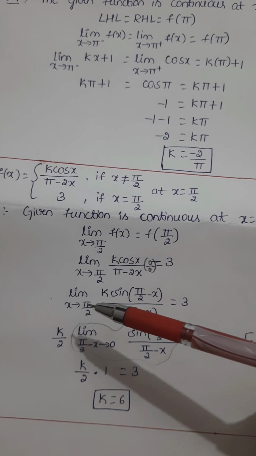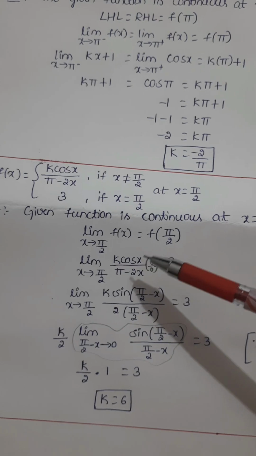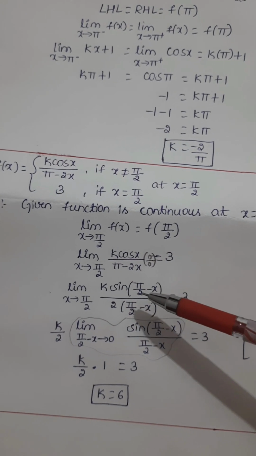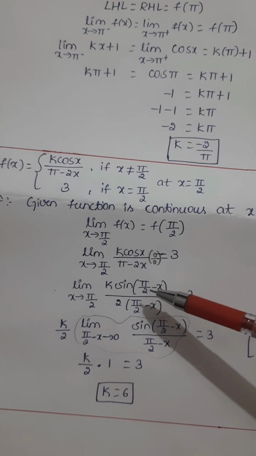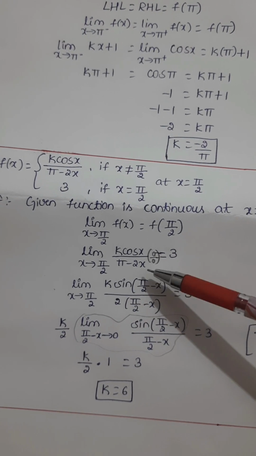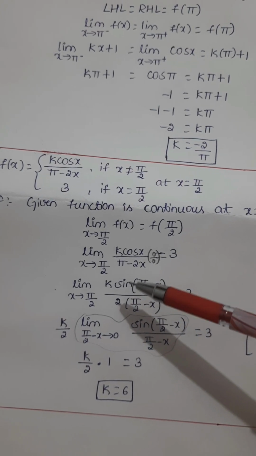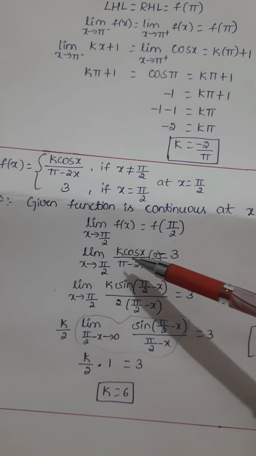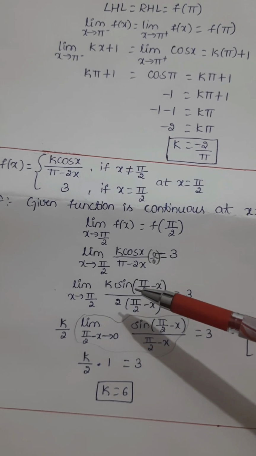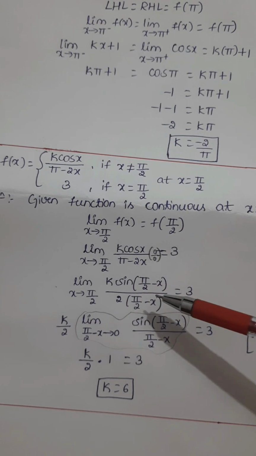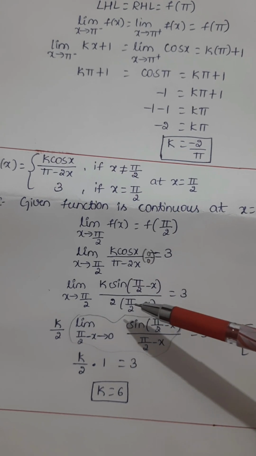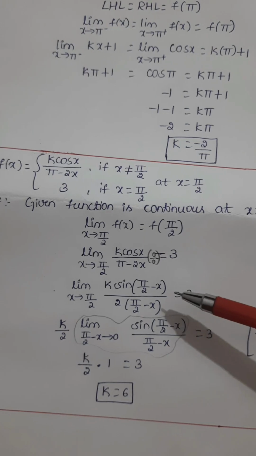Limit x tends to pi by 2, k cos x can be written as sine of pi by 2 minus x, because pi by 2 minus x is in the first quadrant. In the first quadrant sine is positive, and this is a vertical line angle, so sine will become cos. So again we'll get back the cos x. So cos x can be written as sine of pi by 2 minus x, divided by, here you can take 2 common. If you take 2 common, pi by 2 minus x, which is equal to 3.